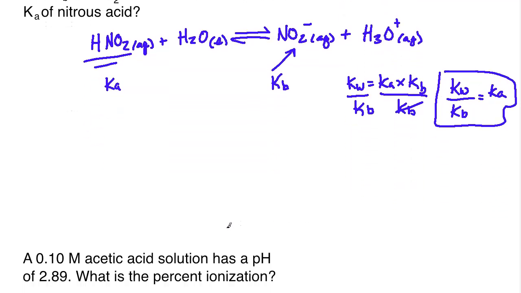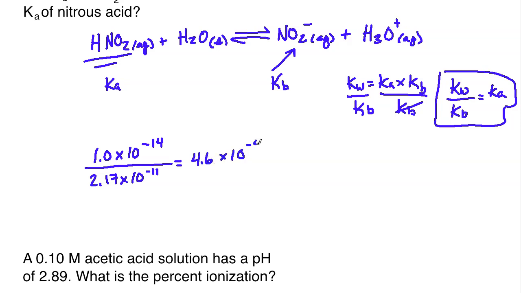So what I would do is say Kw, which we can represent as 1.0 times 10 to the negative 14th, over 2.17 times 10 to the negative 11th. So it's Kw over Kb. I can set that equal to Ka, and if you put that into your calculator, you should get 4.6 times 10 to the negative 4th, and that is the Ka of the nitrous acid. And that's the answer.